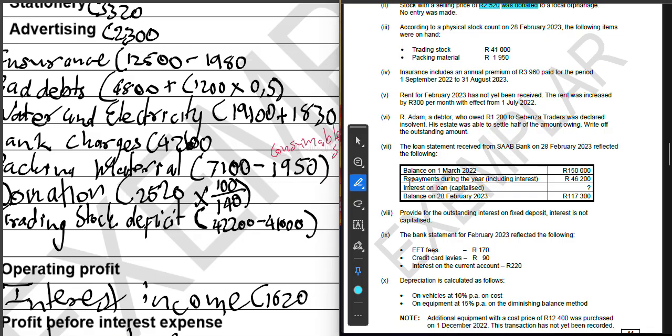Ladies and gentlemen, please note that here we are looking at the loan. What exactly are we using this information for? We're using it to find out how much our capitalized interest is. The information says that the loan statement received from SAAB Bank on the 28th February reflected the following: a balance at the beginning of the year, a repayment of the loan, capitalized interest, and then a balance at the end.